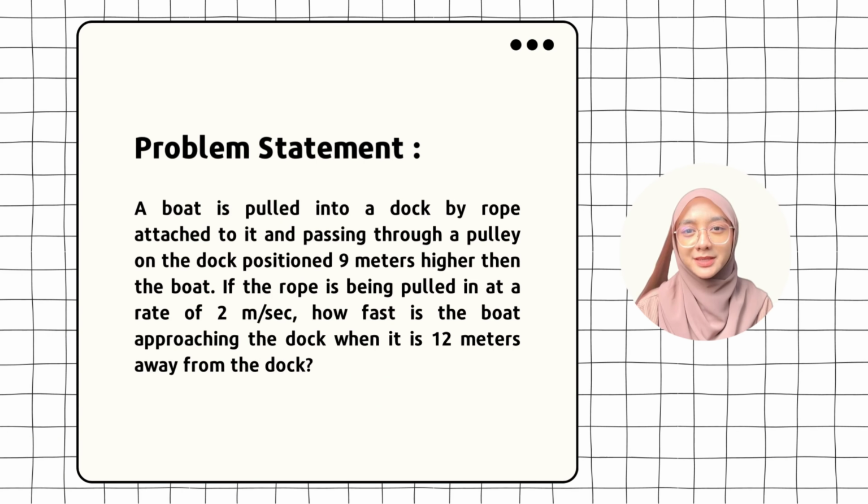Our problem statement is: a boat is pulled into a dock by a rope attached to it and passing through a pulley on the dock positioned 9 meters higher than the boat. If the rope is being pulled in at a rate of 2 meters per second, how fast is the boat approaching the dock when it is 12 meters away from the dock? So let's solve this problem together.